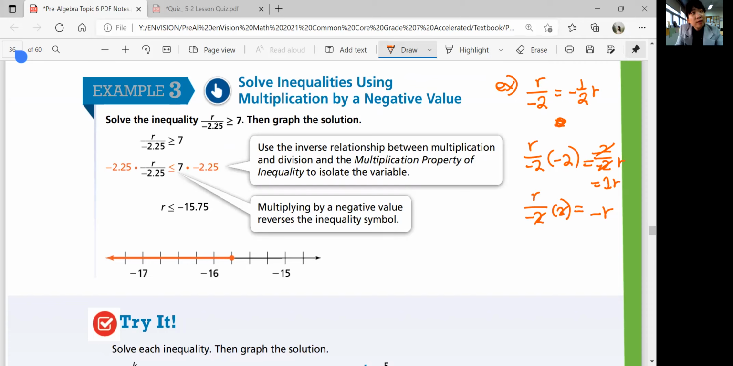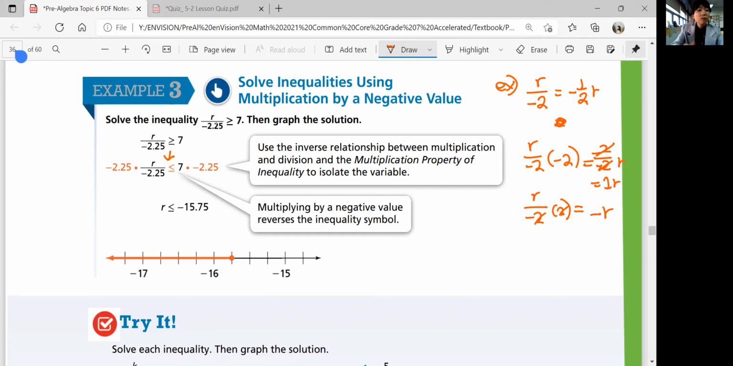So let's multiply negative 2.25 on both sides. And then when you do that, you need to switch your symbol. Don't forget to switch your symbol. When you're multiplying or dividing by a negative, your entire number line flips. Negative becomes positive, positive becomes negative. So you need to switch. Okay. And then that's your final answer.